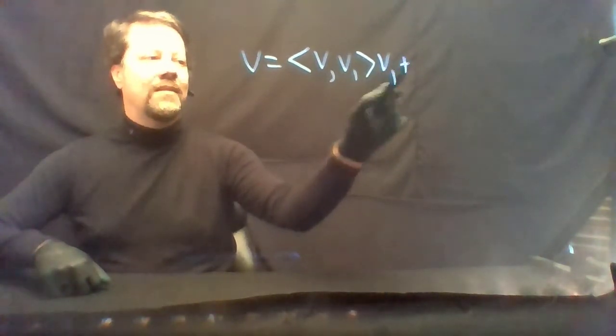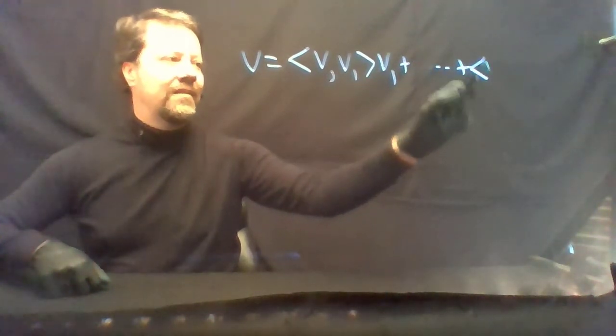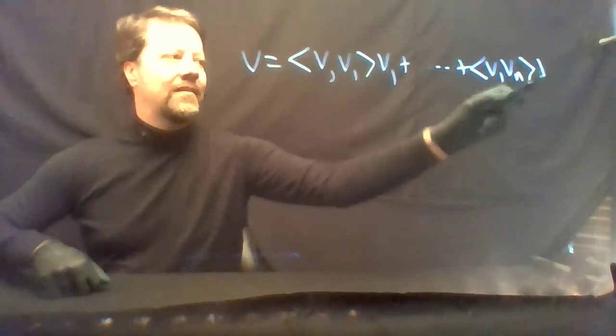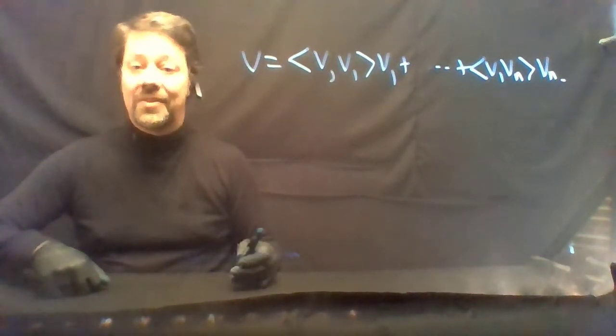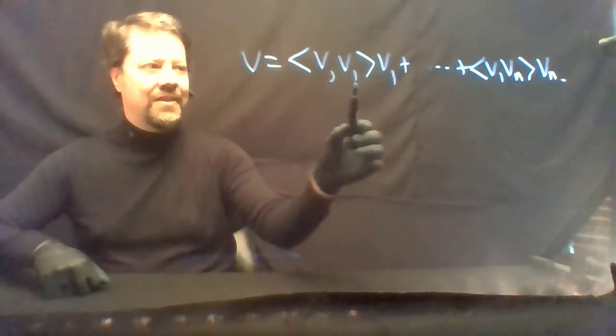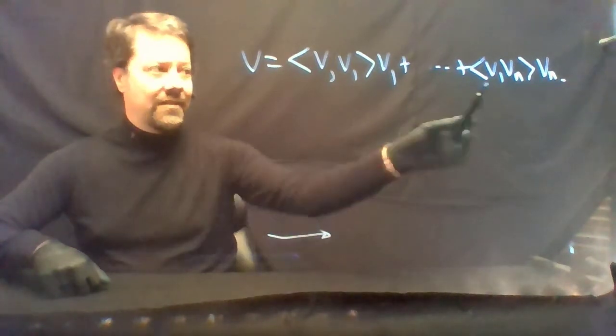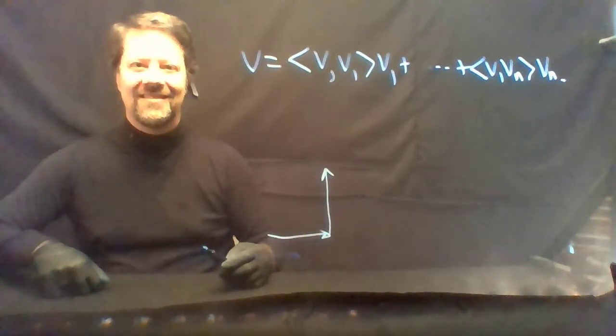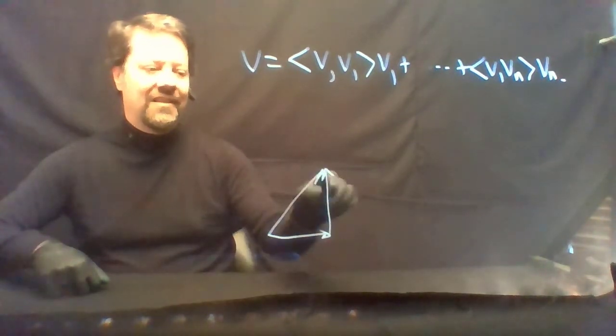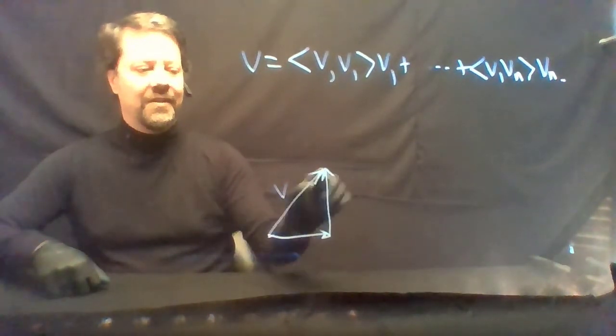Decomposing a vector into the form the inner product of v with v1 times v1, and so on, is like telling someone how to navigate streets in a city. Go this far in this direction, turn 90 degrees and go this far in another direction. That way you can go from here to here.